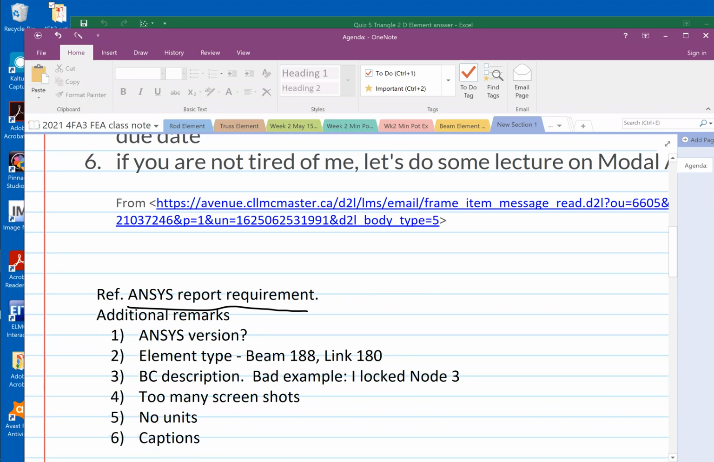Some additional remarks when I mark your ANSYS lab. Most of you did it, but some missed out: you should mention that this finite elements analysis is being conducted by ANSYS, version whatever, and that it's a student version. Then you can cover yourself.